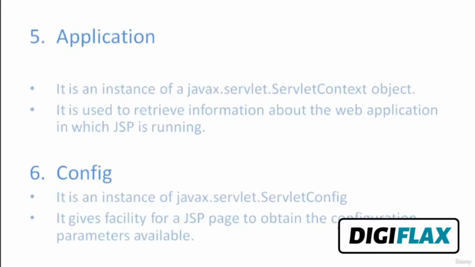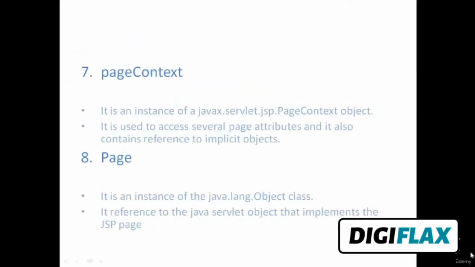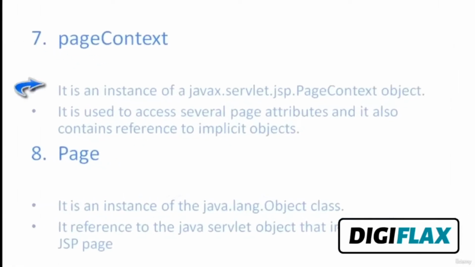Config implicit object. It is an instance of javax.servlet.ServletConfig class. It gives facility for a JSP page to obtain the configuration parameters available. Page context implicit object. It is an instance of a javax.servlet.jsp.PageContext object. It is used to access several page attributes, and it also contains reference to implicit objects.